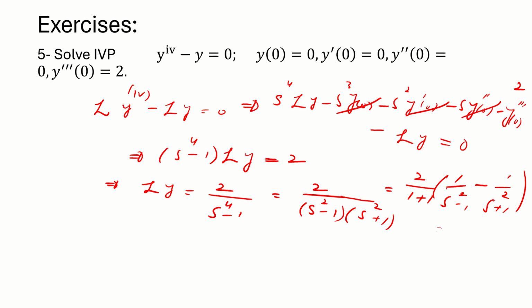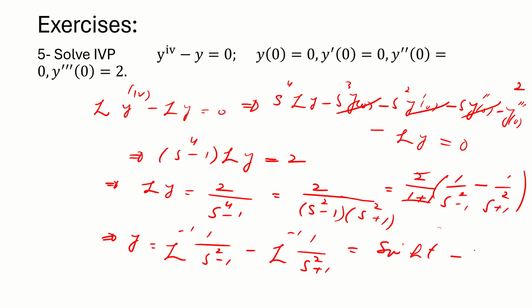So we just cancel these together, and then we apply Laplace inverse. So y is equal to Laplace inverse of 1 over s square minus 1 minus Laplace inverse of 1 over s square plus 1. That is, the first one is sine hyperbolic t, the second one is simply sine t. We can convert that to exponential as well. That is 1 over 2 e power t minus 1 over 2 e power minus t minus sine t, which is the solution of the given differential equation.